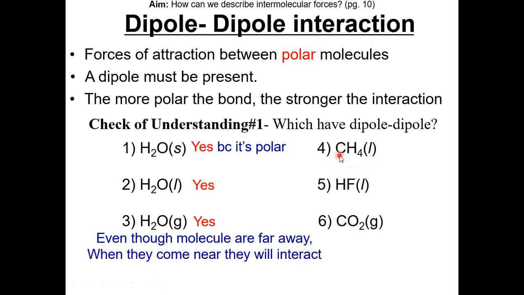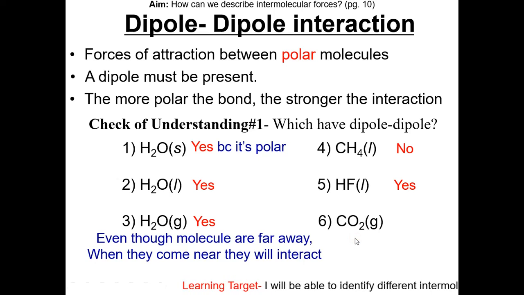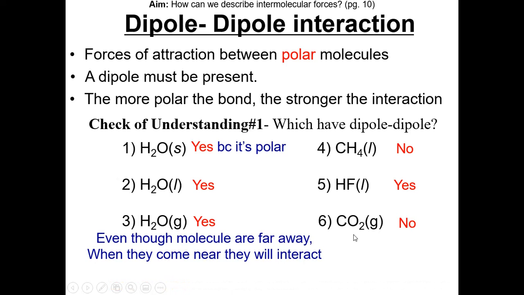How about number 4? Is CH4 a polar molecule? The answer is no. CH4 is a nonpolar molecule, therefore it does not have any dipole-dipole interactions. How about HF? HF is a polar molecule, therefore it has dipole-dipole interactions. How about CO2? CO2 is a nonpolar molecule, therefore it does not have any dipole-dipole interactions.